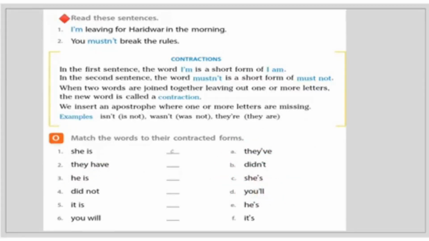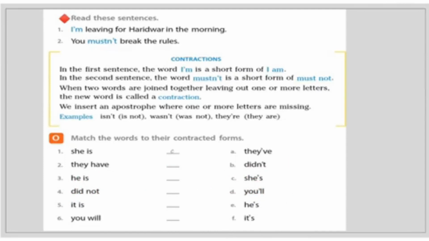Like that, you can do the fourth also. Did not. Did not will be, again that O will be omitted, and we can use an apostrophe in between N and T. Didn't. In this sentence, "it is" will be changed into "it's". That I is omitted and we used an apostrophe. Okay, "you will" will be changed to "you'll". The omitted letters are W and I, and we used an apostrophe.